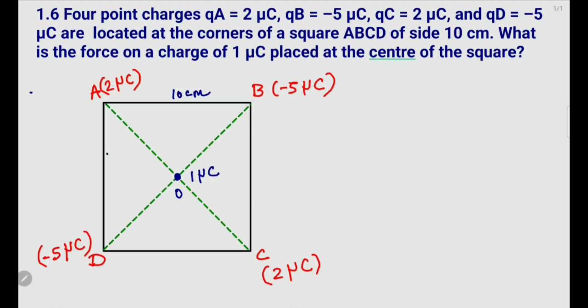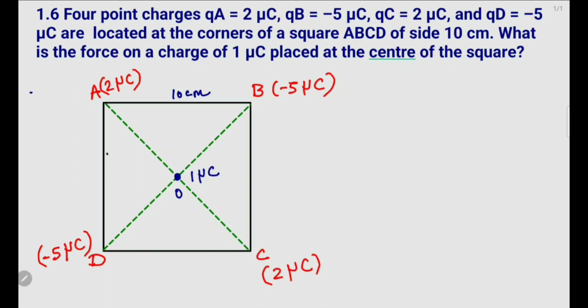See, basically it is a square. At the corners of a square you have charges 2 microcoulomb at A, minus 5 microcoulomb at B, and at C again 2 microcoulomb, and at D again minus 5 microcoulomb. The question asks for the force experienced by a charge of 1 microcoulomb kept at the center of the square. So we want to find the force experienced by this charge because of these four charges.